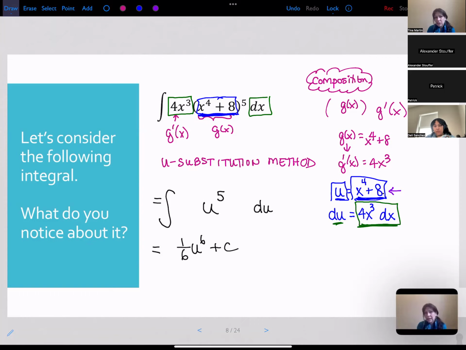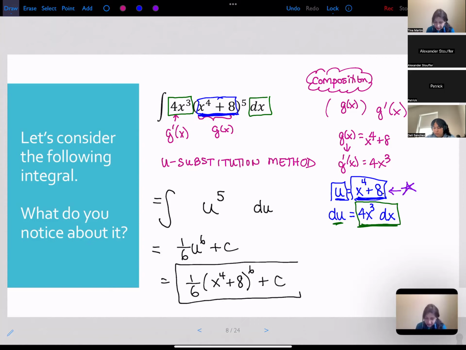And because we didn't start with u's, we don't want to finish with u's. We want to finish with x's. So now we go back to this key, wonderful substitution. What is u? u is replacing x to the fourth plus 8. So let's put it back in. And now we have x to the fourth plus 8, raised to the sixth, over 6, plus C. Ta-da! We finish with something that looks really pretty and really nice.